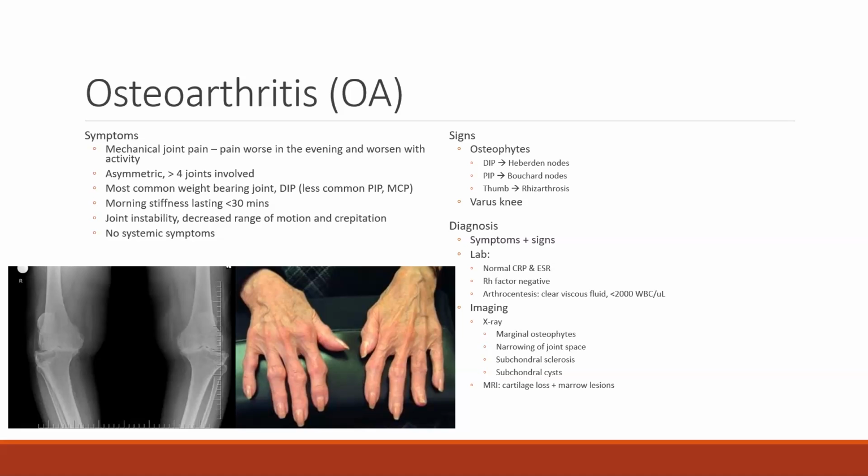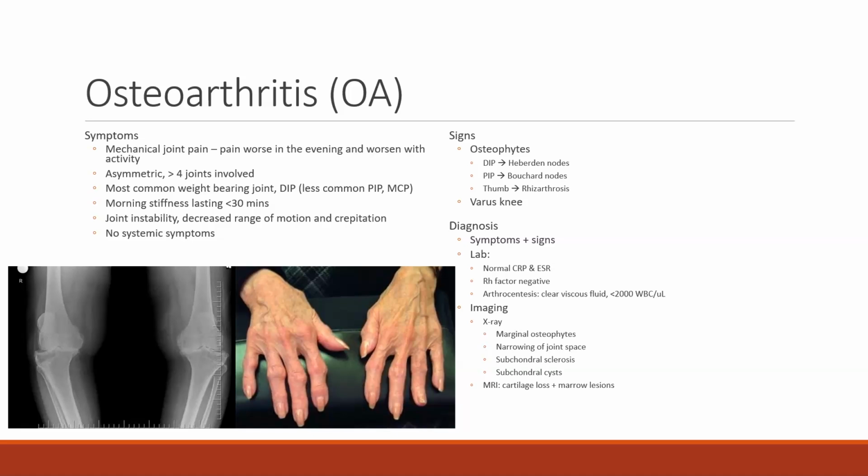We get joint instability and decreased range of motion and crepitation, and we don't have any systemic symptoms because it's not inflammatory. Signs, we have osteophytes. In DIP, they're called Heberden's nodes, in PIP, Bouchard's, and in the thumb, it's called erythematosus. And we also have varus knee.